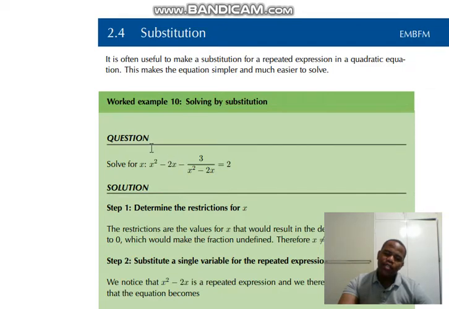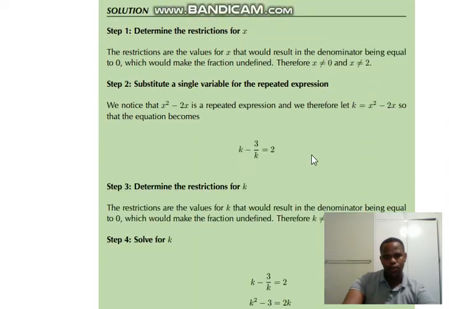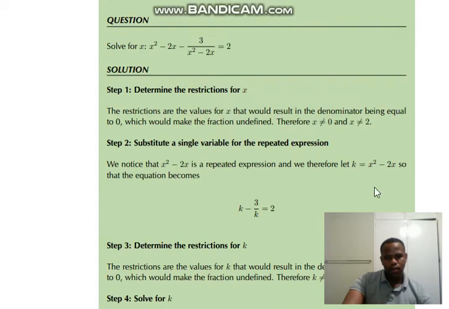Now, I refer to this as a K substitution. Basically, where there is a repeated expression, which is here and there, you want to say, let that be equal to K. If you equate that to K, this is what you get. You put K over here, you put K over here, and that's what you get.